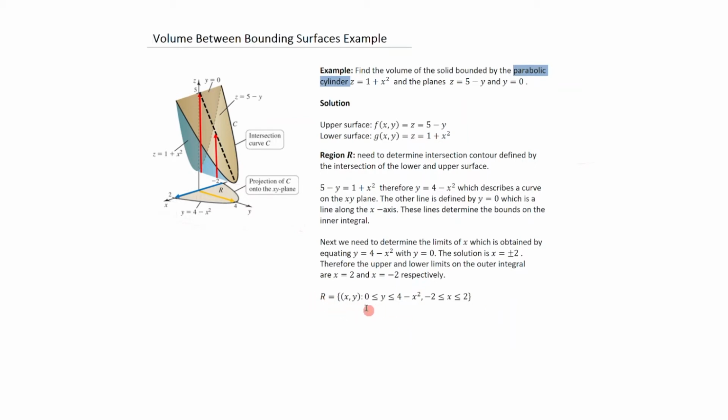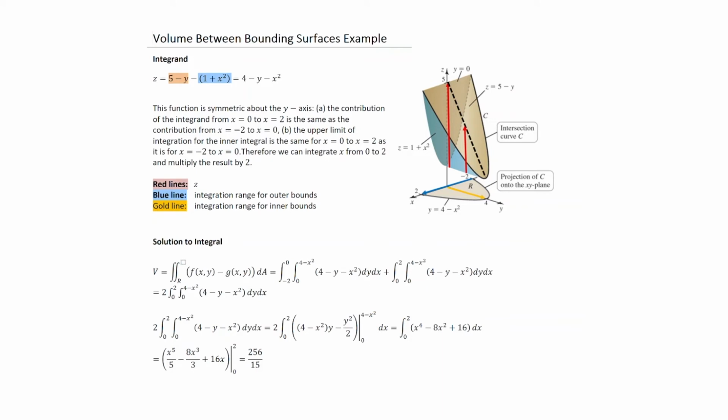The region limits on y: this you pick off as the upper limit, this you pick off as the lower limit. And limits on x: this is the lower bound on x, this is the upper bound on x. This will be the inner integral, and this is going to be the outer integral. So this is more or less how things are established.